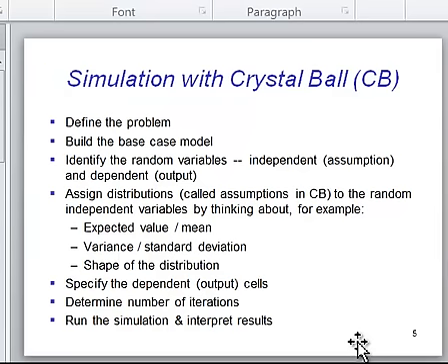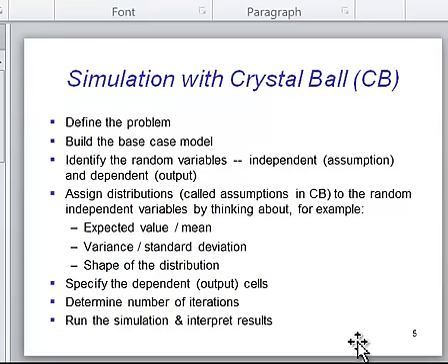And then what's the shape of the distribution? This will make more sense when I show you some pictures in a couple minutes. So we'll talk about how to do this, but I want you to describe the shape of possible values that each of these input parameters might take on. Crystal Ball is going to use that information to help you sample from these distributions to plug in different scenarios into the model. The next thing we want to do is specify the dependent outcome cells. Again, this is really linked to the third bullet down where we identified the random variables. Here it's just telling Crystal Ball what are the dependent or outcome cells that we want Crystal Ball to keep track of for us.